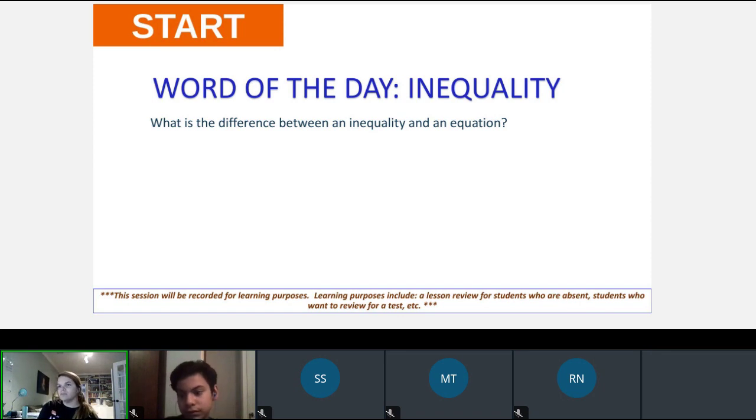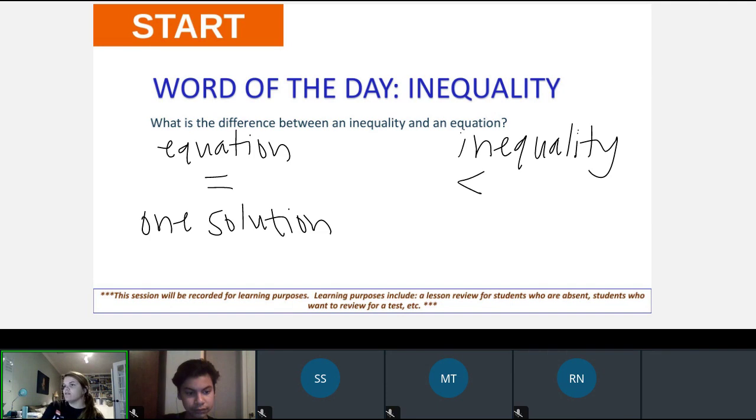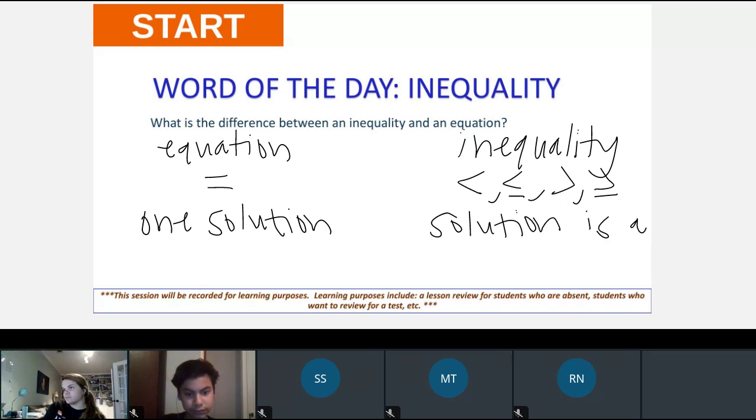So an equation is going to have an equal sign, and there's only going to be one solution. Good, Ty. When we have an inequality, we can have a few different signs. We can have less than or equal to, greater than, or greater than or equal to. And our solution is going to be a set of numbers. So that's what we're going to go over today.